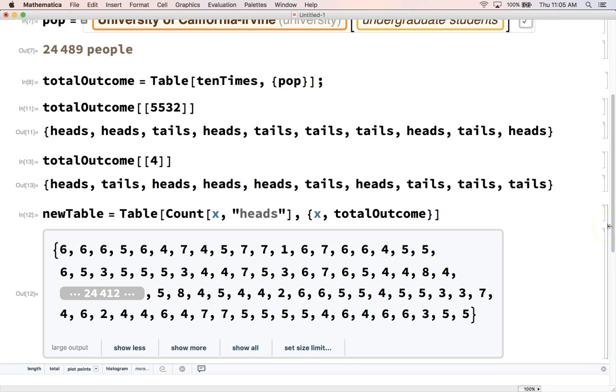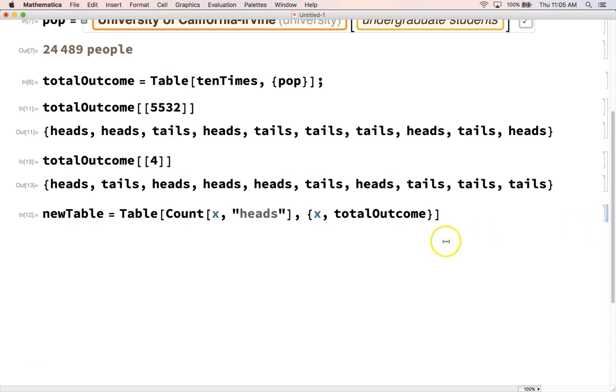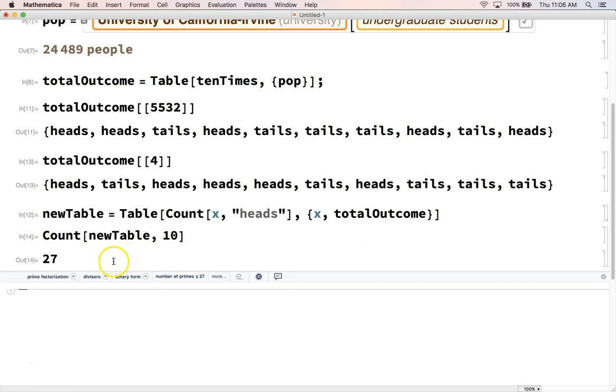Let me hide it by double-clicking over here on the end bracket. And what do I care about? I care about, is there a student who got heads 10 times? So that's like saying, inside of new table, do I see the number 10? Hey, is there a student who got heads 10 times? Yep, not only is there one student, but for this specific experiment, there are 27 students.